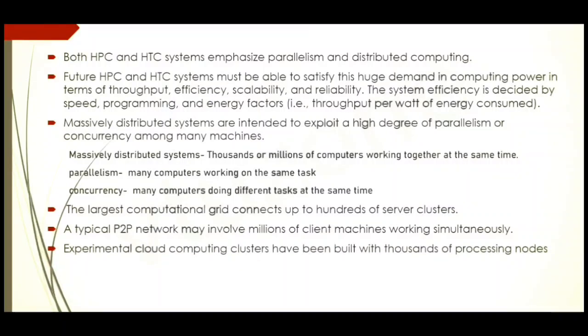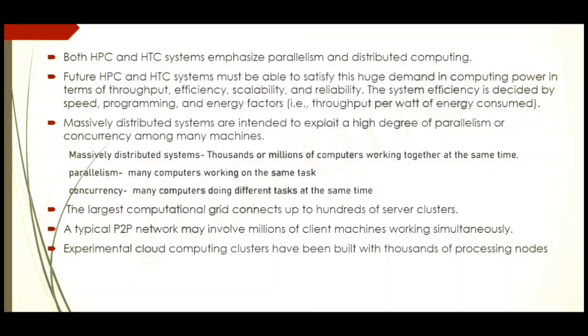The next point is, experimental cloud computing clusters have been built with thousands of processing nodes. That is, scientists and companies are building test cloud systems using thousands of processing units, right? These clusters help researchers test new cloud technologies before making them available to everyone. For example, Google and Amazon test new cloud servers before launching them for public use.